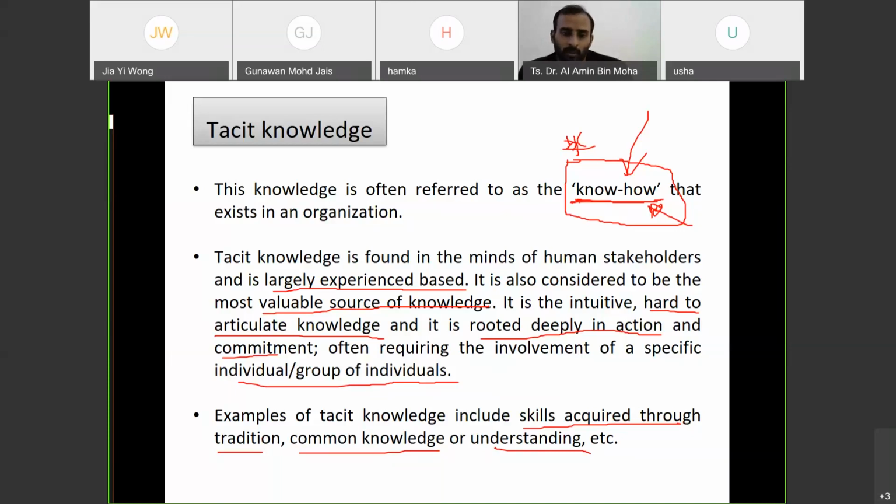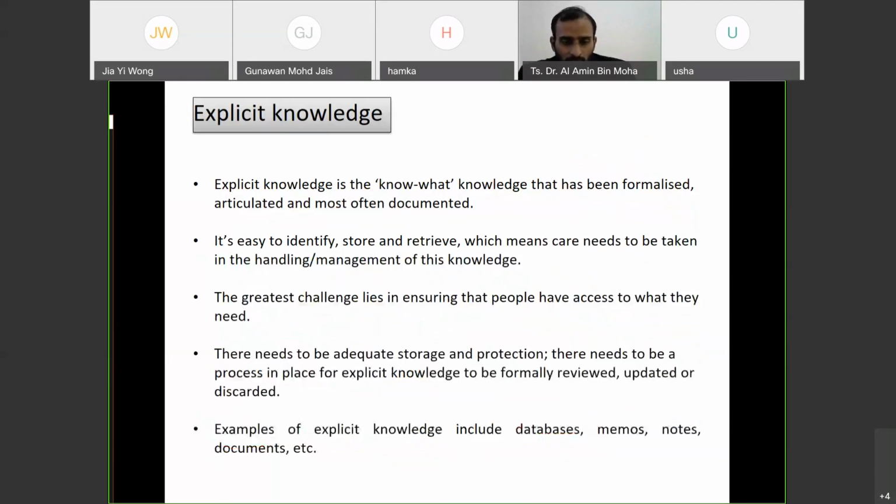Okay, of course, it's a profit-based organization, but sometimes there are people who want to contribute the knowledge to the community as well. So this is tacit knowledge, and we have explicit knowledge.